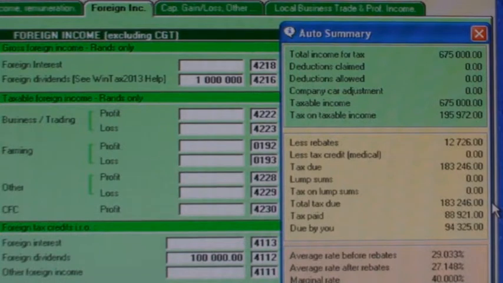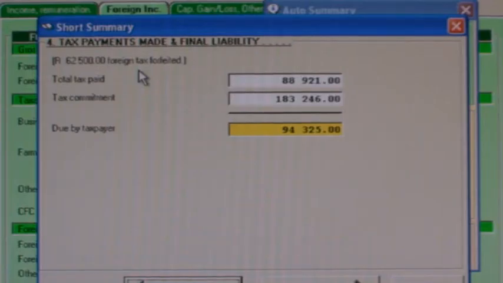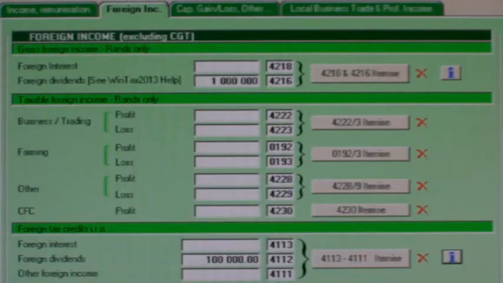51,421 of pay as you earn is your taxes amount paid of 88,921. In this case, you are left with a due by you shortfall of 94,325 Rand. In fact, if we look at the final page in the Wintax 2015 report, we see the actual forfeited amount of 62,500 shown, and the balance of 37,500 is allowed by SARS. Now that was pretty straightforward and fairly simple.